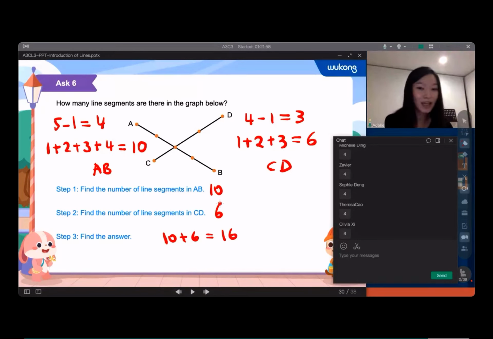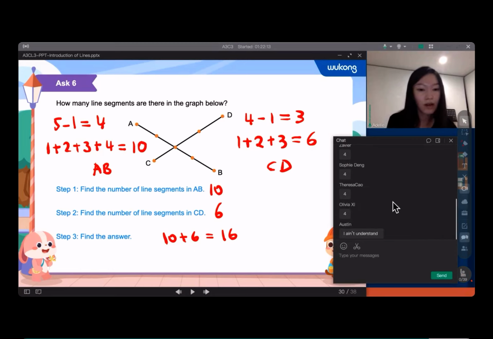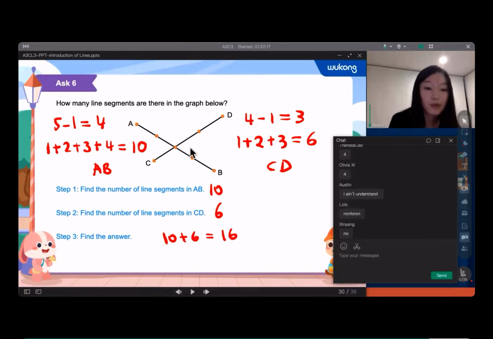Does that make sense? So it's really just like you just gotta pull those intersecting lines apart and look at them separately. And suddenly it becomes a really easy question, doesn't it? If no one has any question, oh, Austin, which part of it don't you understand? Or which part do you want me to go through again?